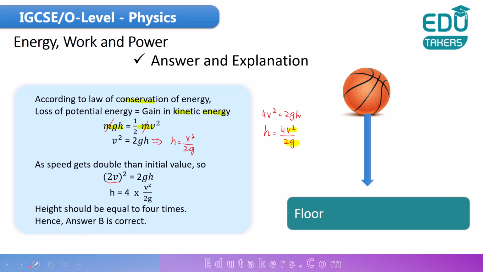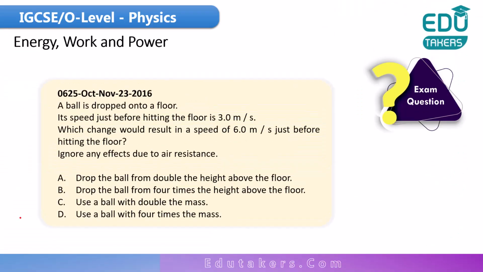So I write here, this is basically the new height. So the new height is equal to 4 times the previous height. It means that you need to increase the height by the factor of 4. That's why answer B is correct. Let's go back and see the answers. Here in the answer B, it's given drop the ball from 4 times the height above the floor. It means that here you have to increase the height by 4 times. That's why answer B is correct.